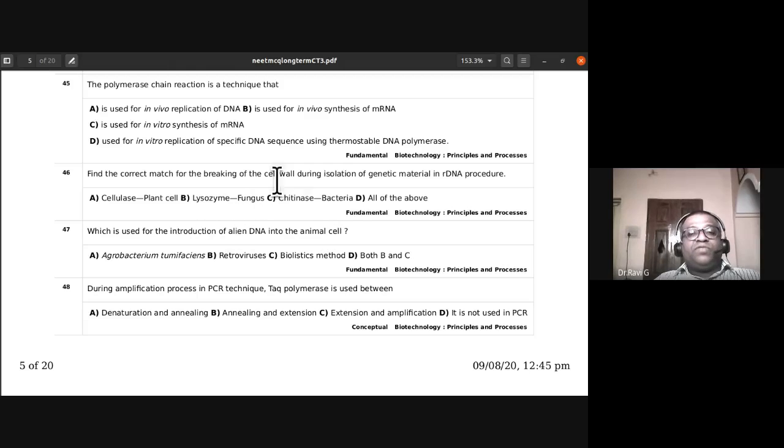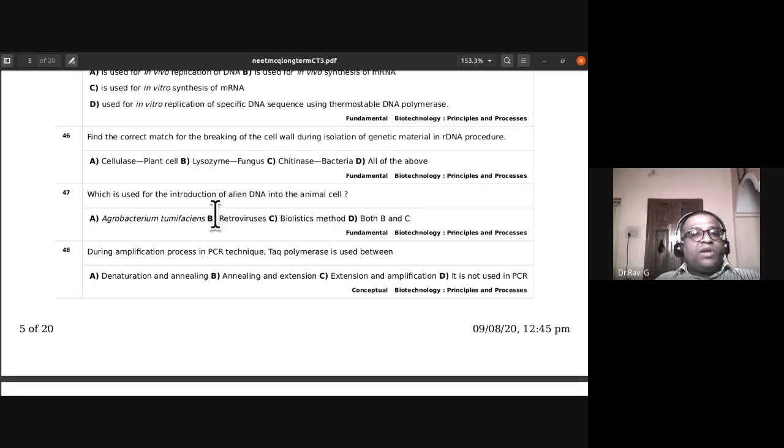Find the correct match for the breaking of the cell wall during isolation of genetic material in rDNA procedure. Cellulase, plant cell; lysozyme, fungus; chitinase, bacteria. All of the above. Chitinase should be in fungus, isn't it? So lysozyme should be for bacteria. So the correct combination is only the first one, cellulase, plant cell. 46th, A is the answer.